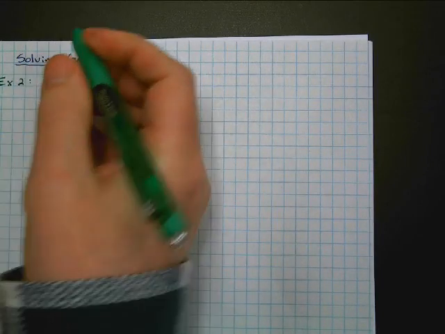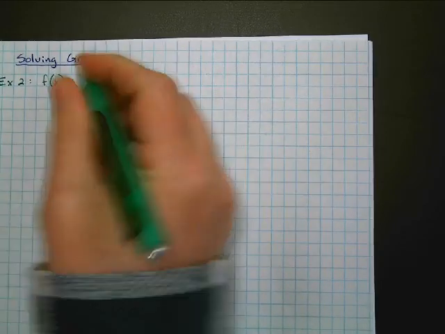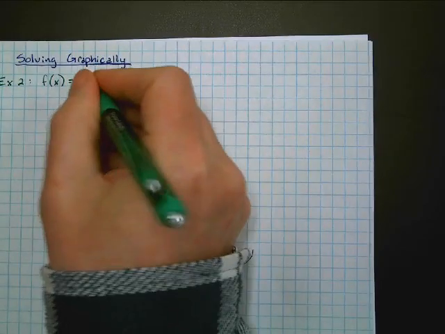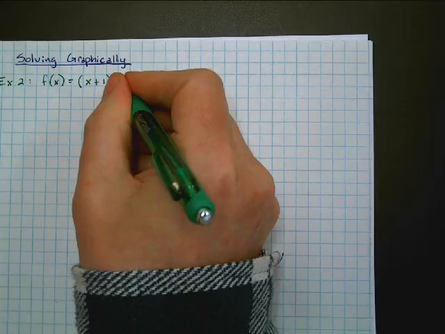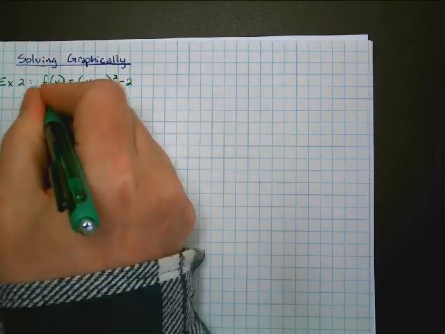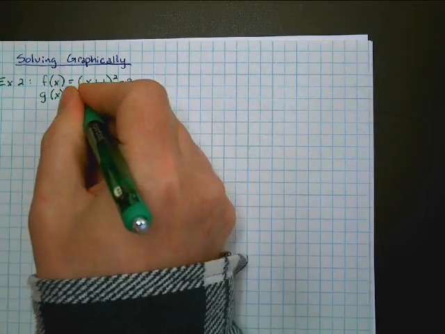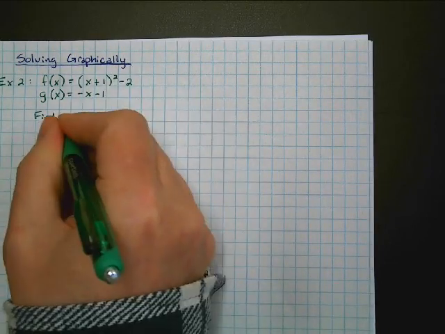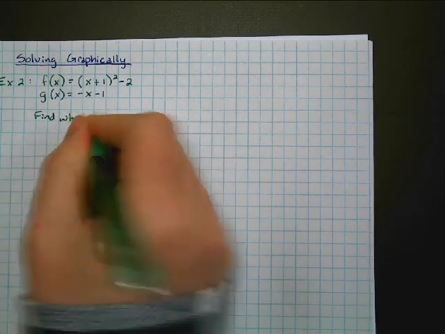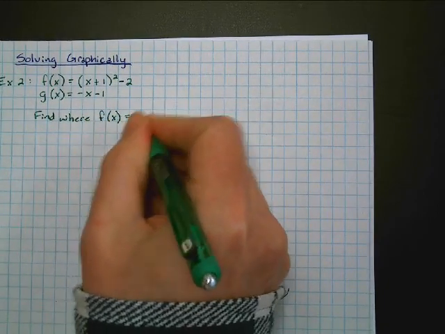Okay, on example 2, f of x. I'm going to be nice to you and give it to you in vertex form. It is x plus 1 squared minus 2. And g of x is going to be negative x minus 1. And we're going to find where f of x is equal to g of x.